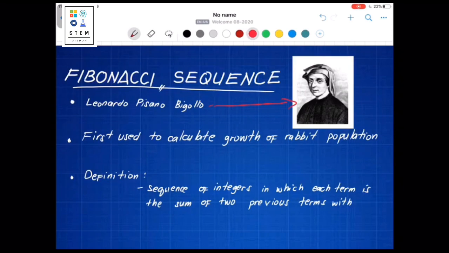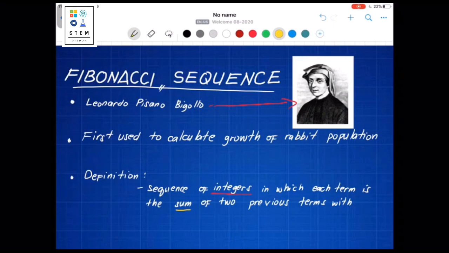Okay, so by definition, the Fibonacci sequence is defined as the sequence of integers. Okay, take note, integers. Okay, so isa-isahin natin. When we say integers, these are the counting numbers, including 0 and its negatives. So, for example, 1, 2, 3, 4, and so on, including 0 and yung negative ng 1, 2, 3, and so on. Okay? So, in which each term is the sum of the two previous terms.